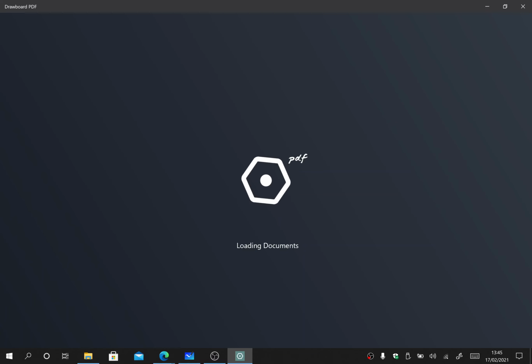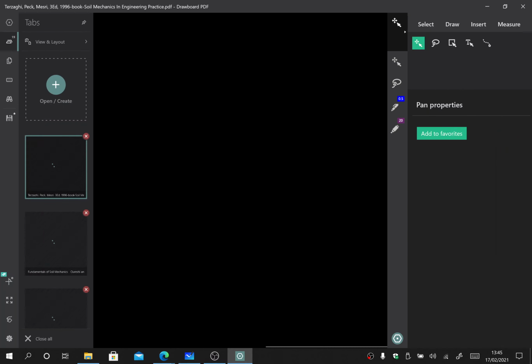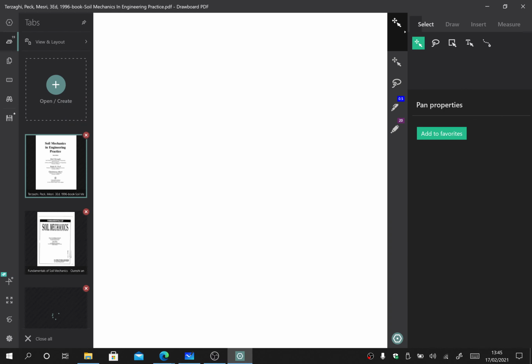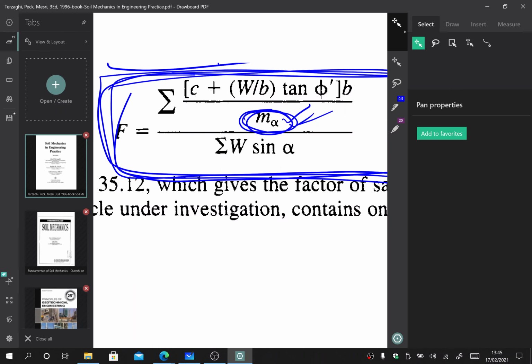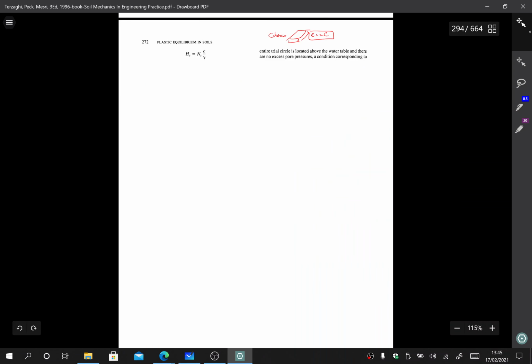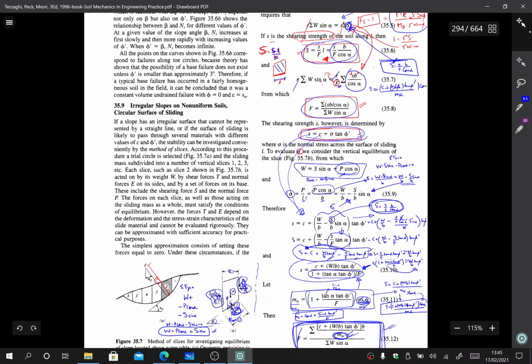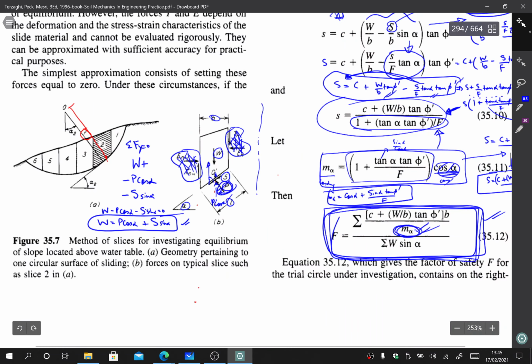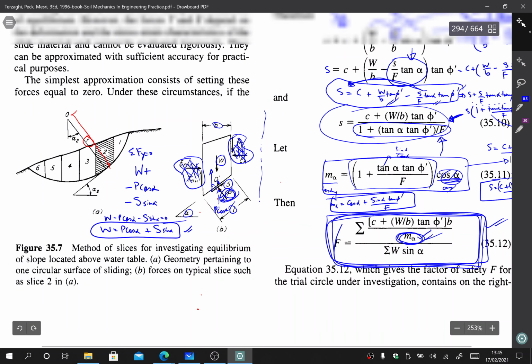This Bishop's method is pretty much similar to the ordinary method of slices. But it has a different solution, and plus we have a graphical solution at the end, so it's a little easier. Basically it's just like the ordinary slices. All right, so here we are. So this is Bishop's method. Oh, sorry, just a minute. Select this pen.